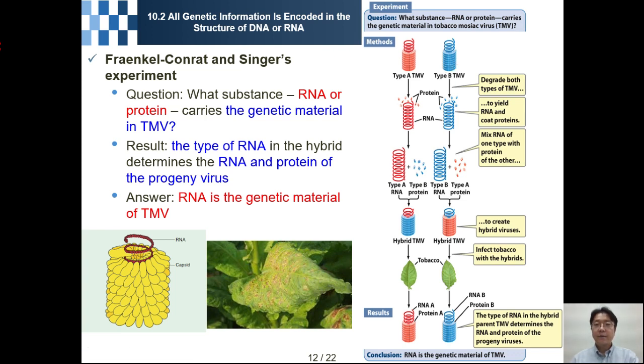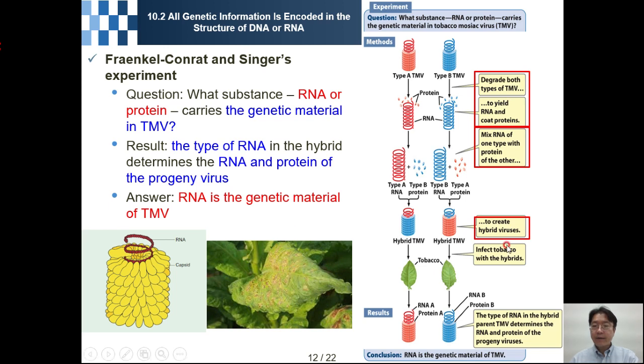First, they degraded both types of TMV to yield the RNA and the coat proteins. Then they mixed the RNA of one type with the protein of the other. This one is also the RNA of one type with the coat protein of the other. So they made two hybrid TMVs.